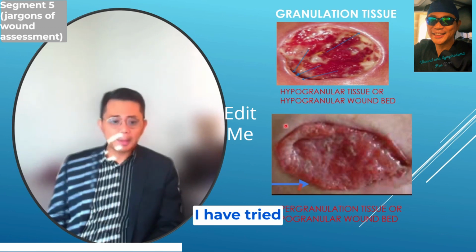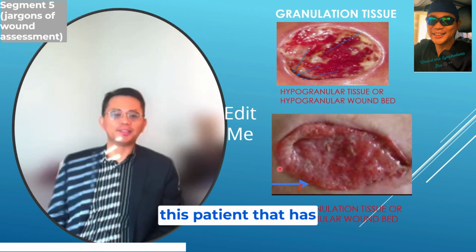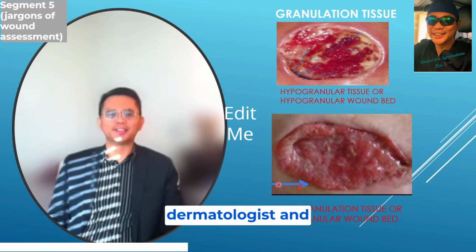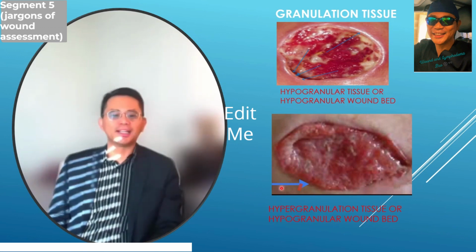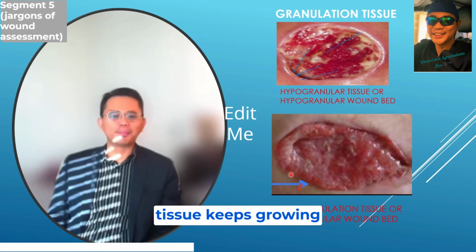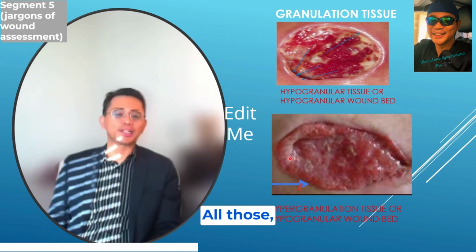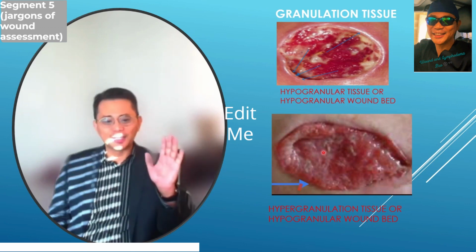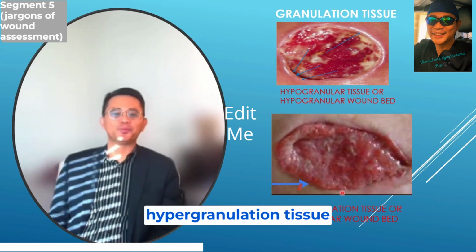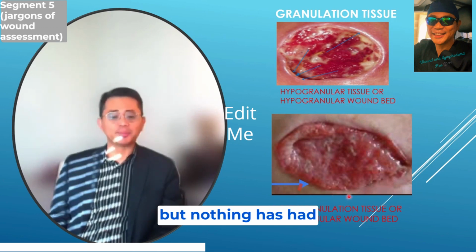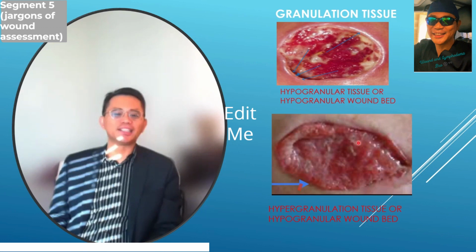I have tried a very anecdotal way, because I have this patient who has been seen by the dermatologist, and the wound wasn't closing because the hypergranulation tissue keeps growing regardless of what we do. They have been managing it with silver nitrate and whatnot, all the typical ways to manage hypergranulation tissue, but nothing has worked. So he came to me. I did the same thing, and it did not work at all.